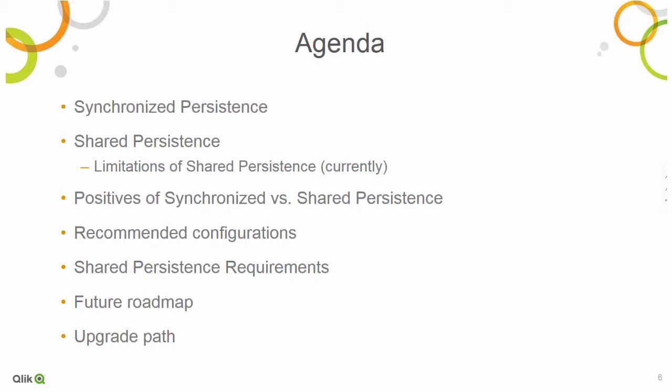Sort of highlight the positives of both modes of persistence, which I'll cover later, and then some recommended configurations, some requirements for shared persistence because there are some additional requirements in addition to the general system requirements, a roadmap of where things are going in the future, and finally a brief interlude about upgrading. How do you guys get to there?